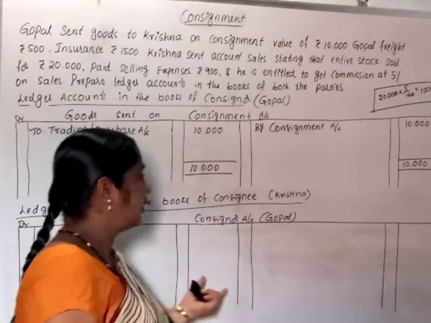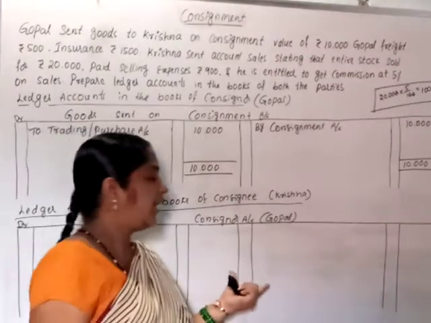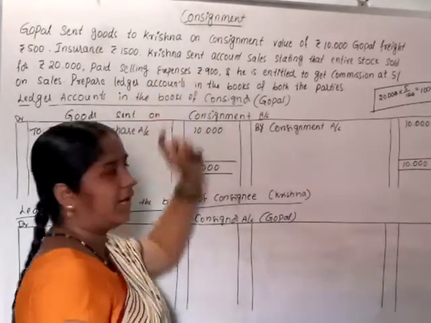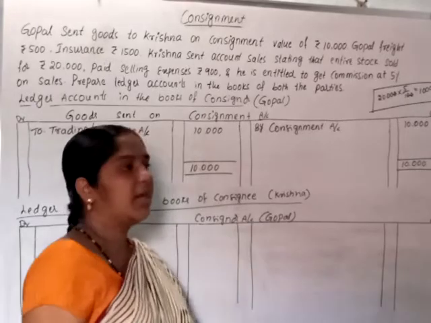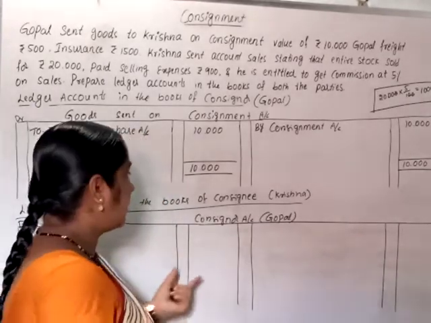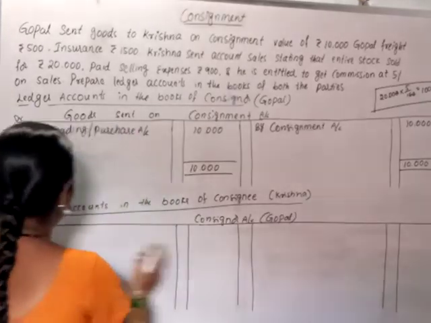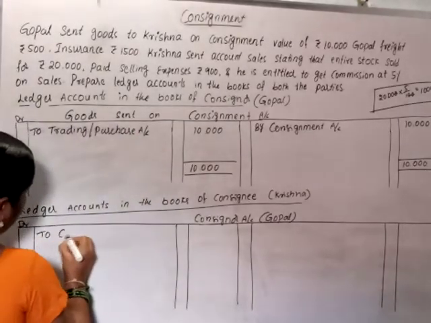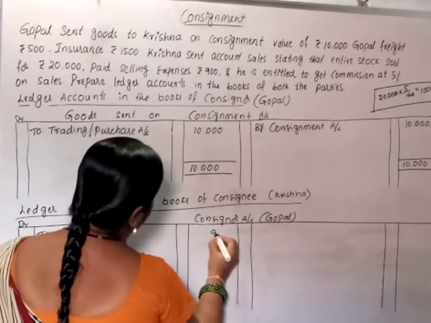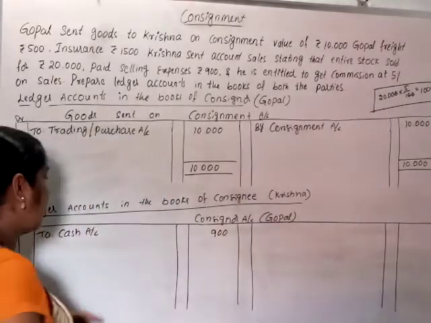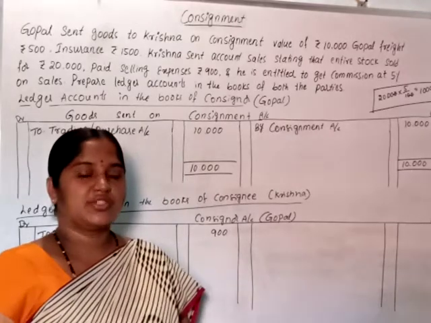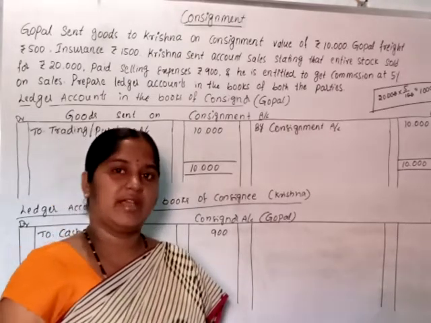So, the first journal entry for this one is the expenditure of the consignor. What are the expenditures we have? Selling expenditure is 900. What is the entry here? Consignor account debit to cash or bank account. So consignor account we debited. That's why on the debit side of the consignor account, write as cash account. Expenditure of consignee is 900.